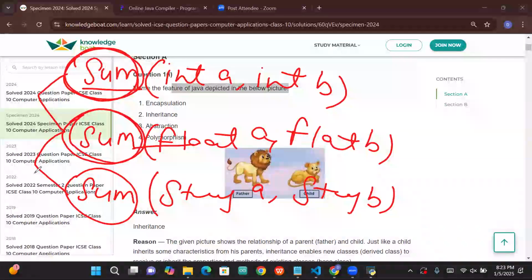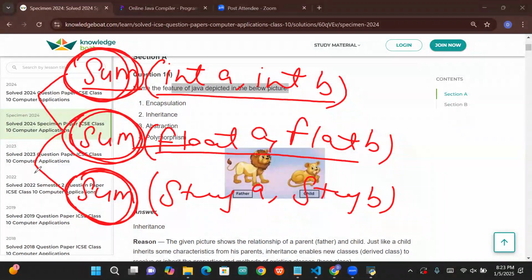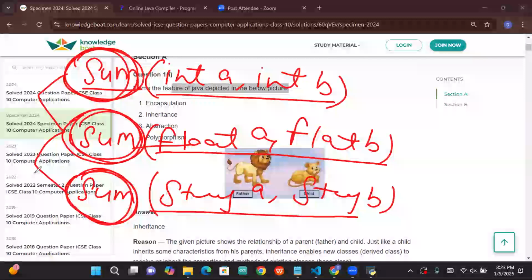Polymorphism. Poly means many, morphism means forms. When one entity, one function is having many forms, it is adding two integers also, it is adding two floats also, it is adding two strings also, so that is known as polymorphism. So this is the example of function overloading that I gave you. Function overloading is the example of polymorphism only. So if anyone asks you the example of polymorphism, you can say function overloading.